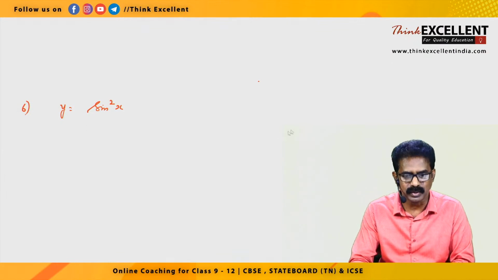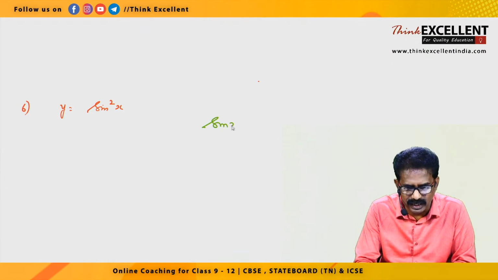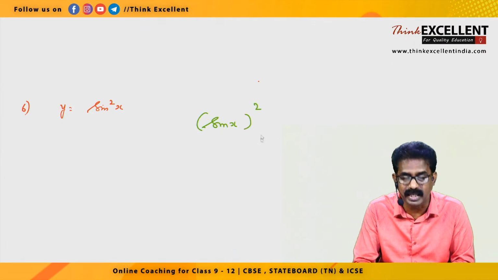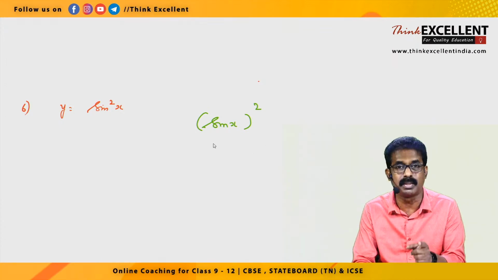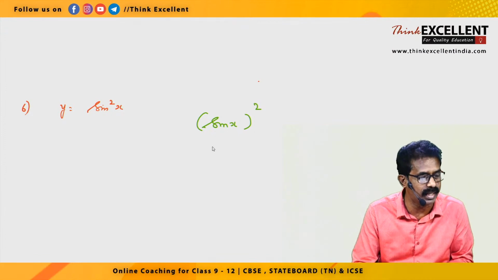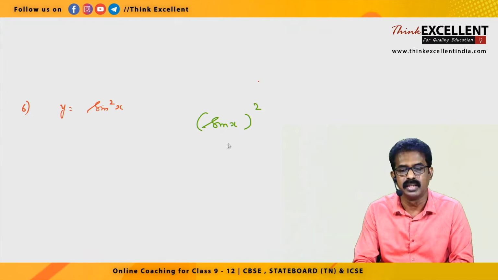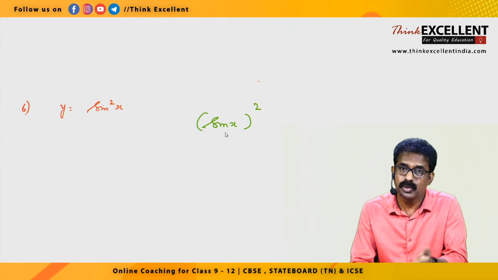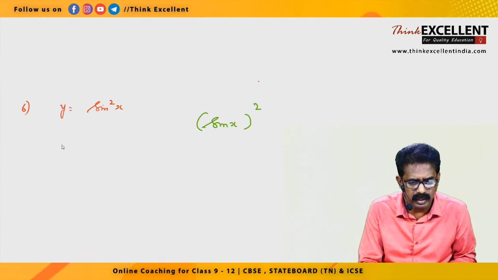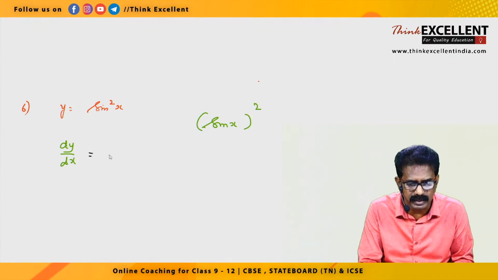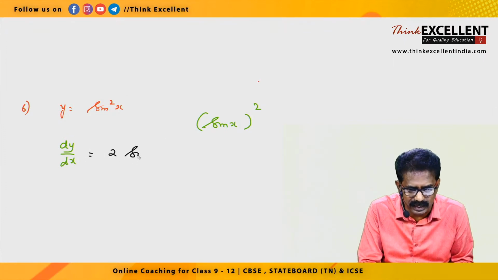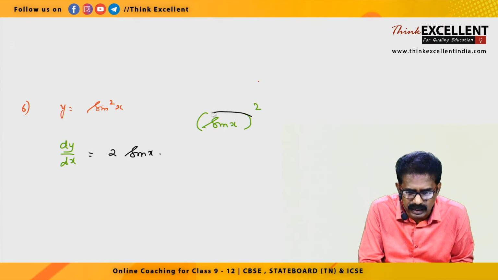What's the meaning of that, you know? This is actually sin x the whole square. Sin x the whole square only, we are writing it as sin square x. Okay, so remember this is of the type x square. Good. X square derivative is 2x, right? So dy by dx is equal to 2 sin x. Instead of x, it is sin x, right? We have taken this part as x.